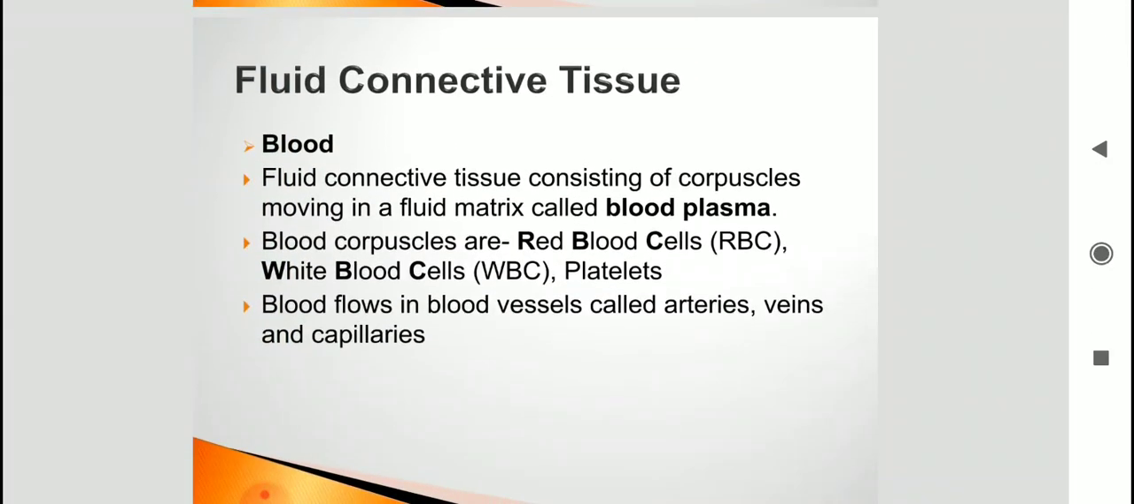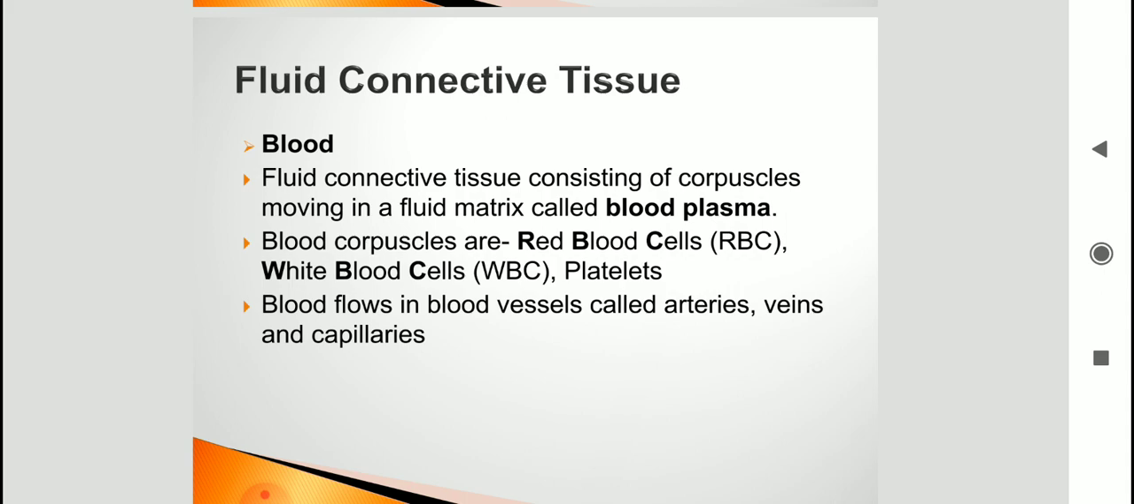Next connective tissue type is fluid connective tissue. And in this we will only study about blood. Children, you all know that blood is fluid. So it comes under fluid connective tissue. It has red blood cells and white blood cells, plus it has blood plasma. Now blood flows in blood vessels called arteries, veins, and capillaries. So there are three types of blood vessels in which the blood flows: arteries, veins, and capillaries.